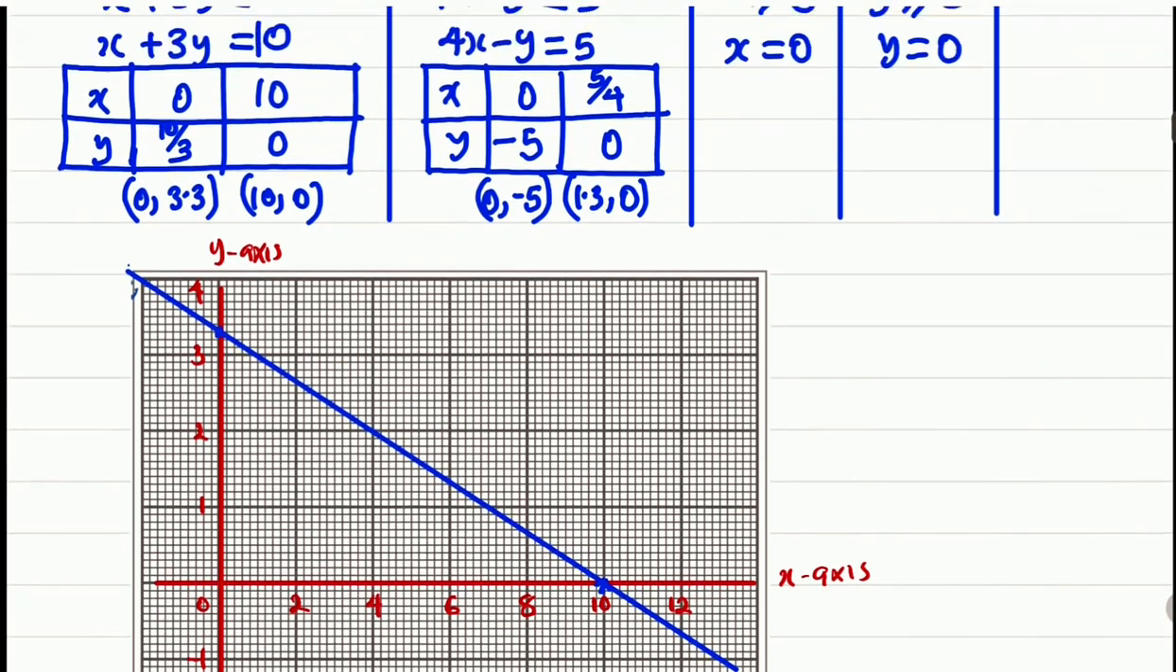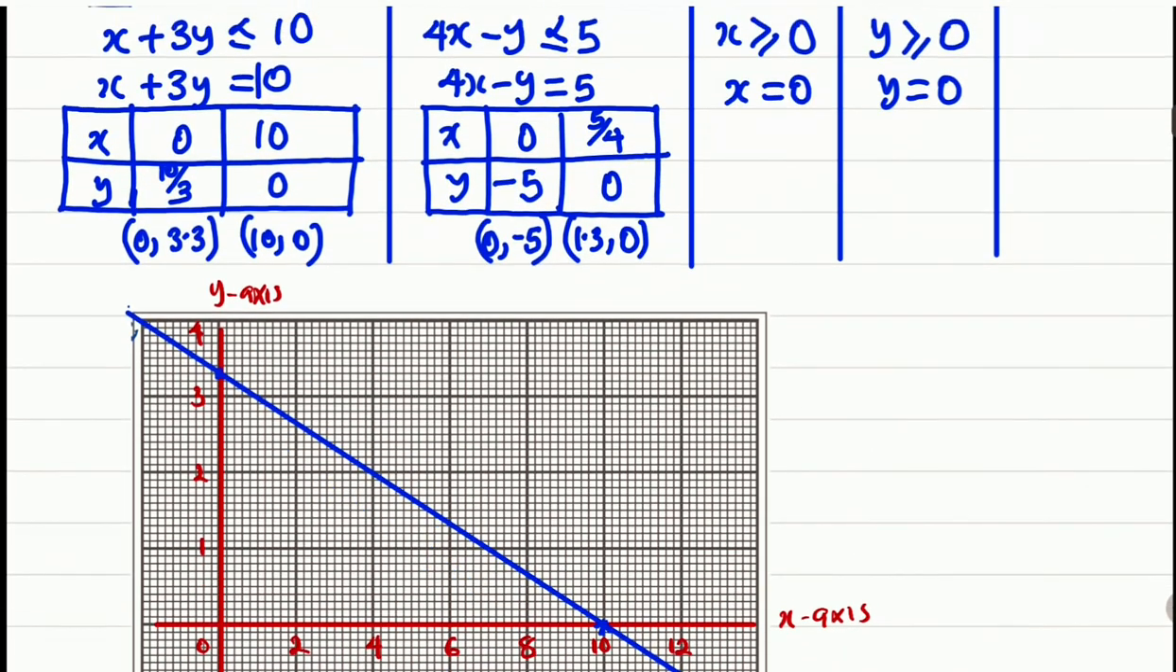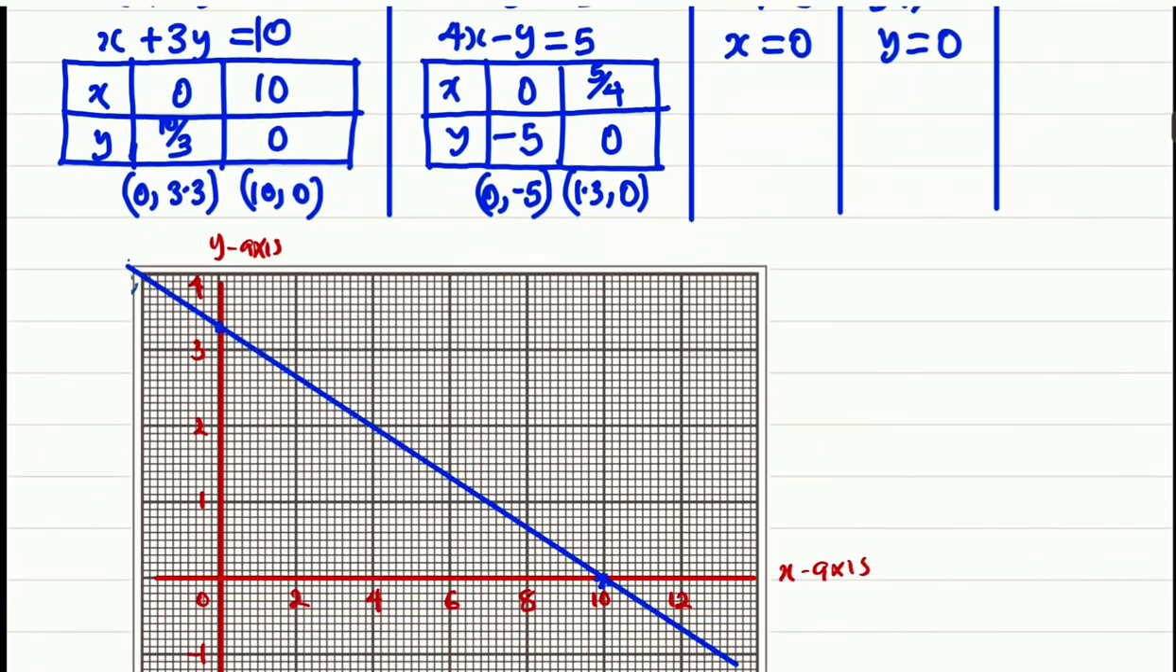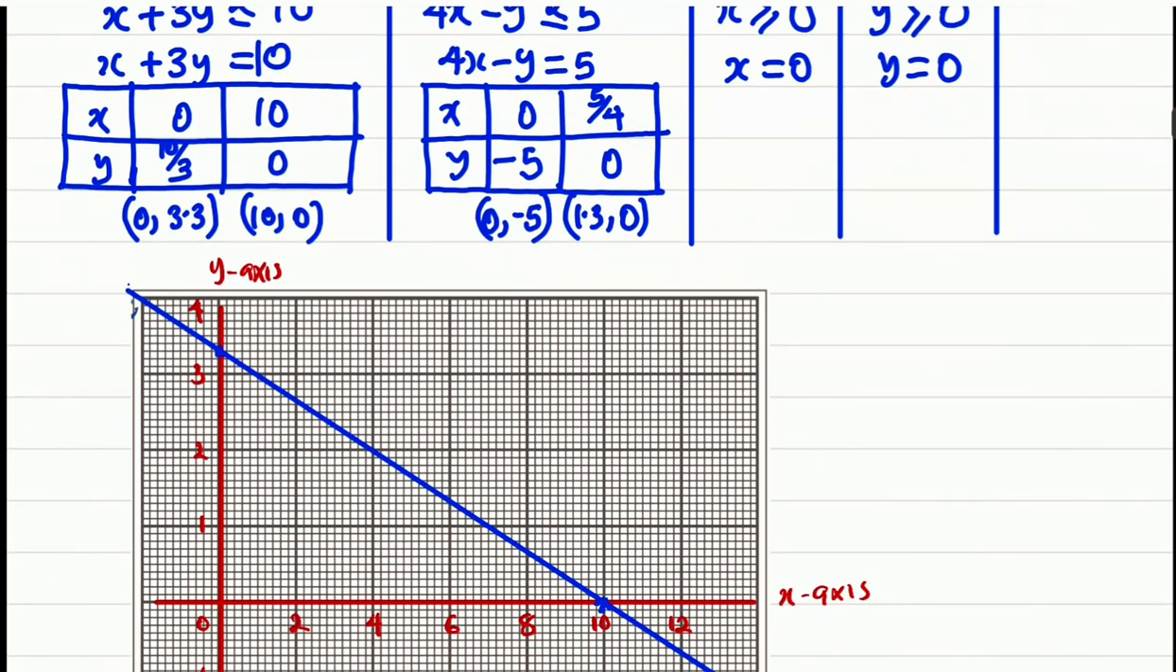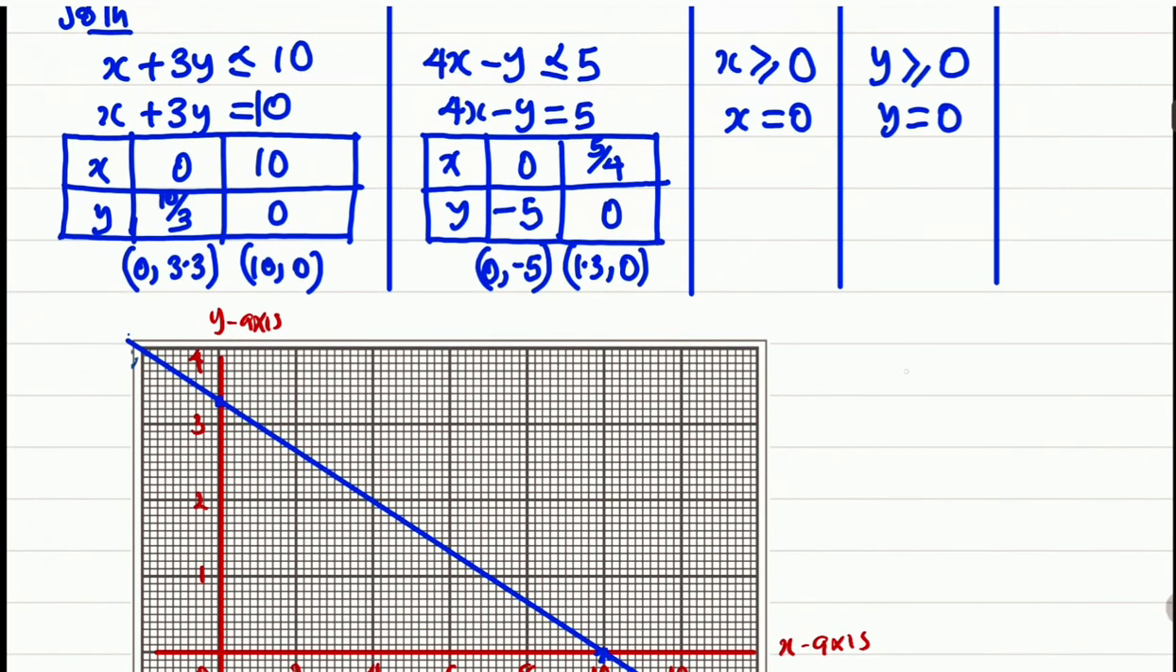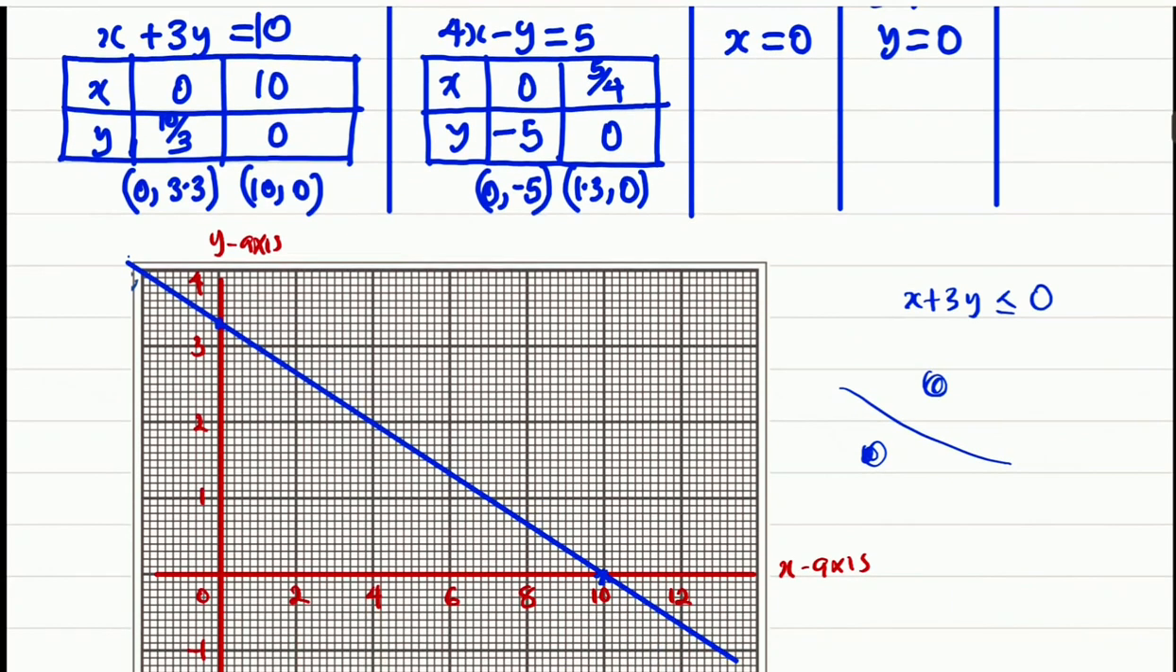So now we have to shade to represent the inequalities. How do we shade? Let me give you a simple clue on how to shade for x plus 3y less than or equal to 10. Since the line is like this, you either shade around here or you shade around here. You can pick any set of points, downward or upward, to test to see which one is okay.